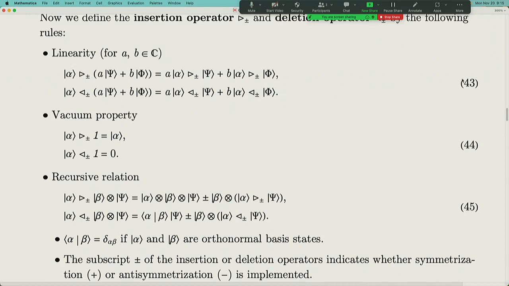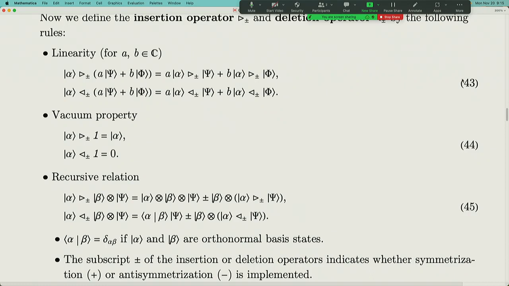So if you really have a sequence like beta 1 tensor beta 2 tensor beta 3, and then when you insert this alpha, plus or minus, into this state, you basically do alpha beta 1 beta 2 beta 3, and then plus or minus, depending on this plus or minus sign.